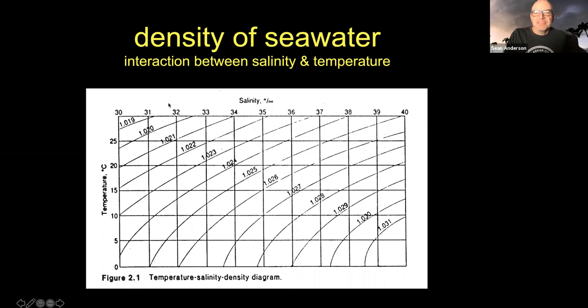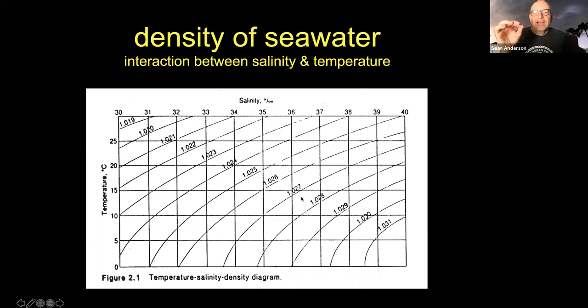So here's our parts per thousand. Here is more like fresh water as we go this way. It's saltier and saltier and saltier, okay? And then here's temperature, starting with freezing or cold and getting warmer as we go up. These numbers here, this is the specific gravity, or how dense the seawater is.